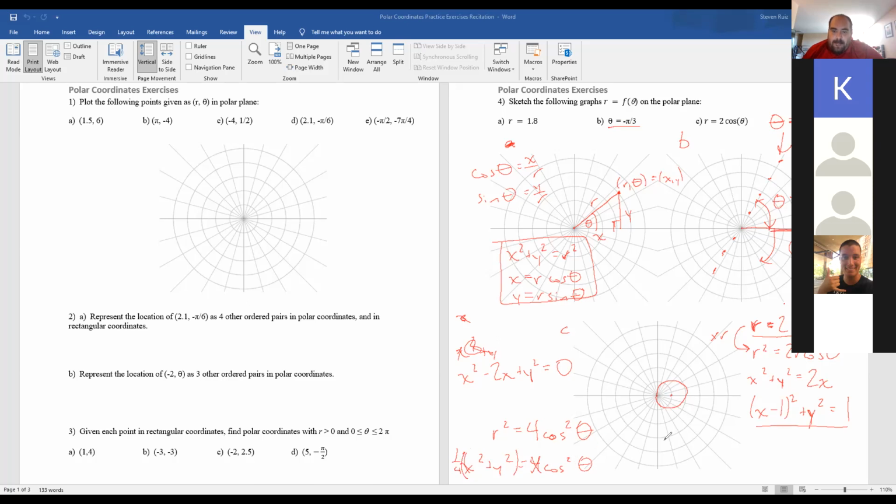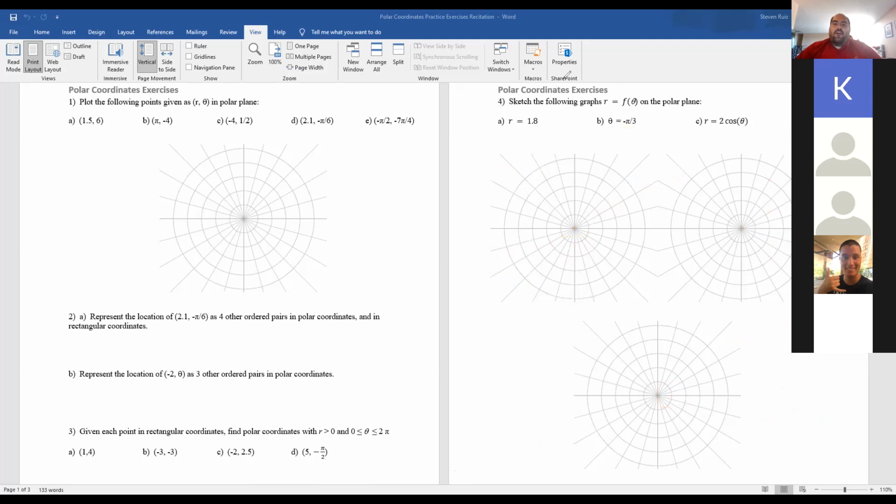Oh, I see. Because you can't necessarily do R cosine squared. It just doesn't exist. Right, exactly. So yeah, the reason you want to multiply by R is to have a means to convert that R cosine theta to x. Got it.